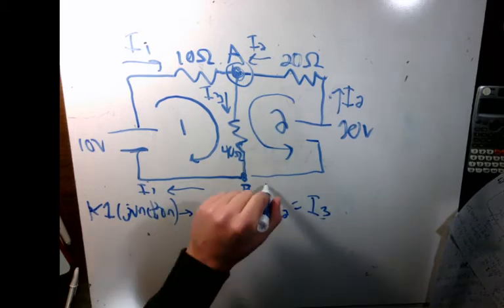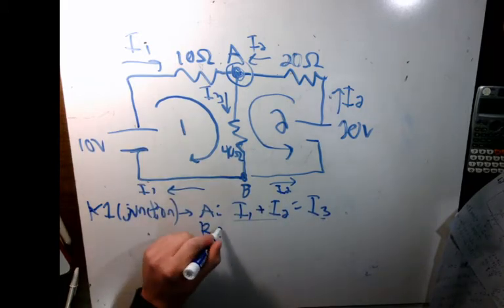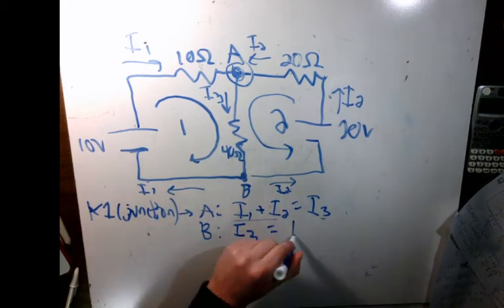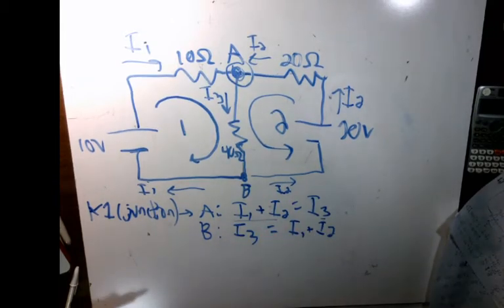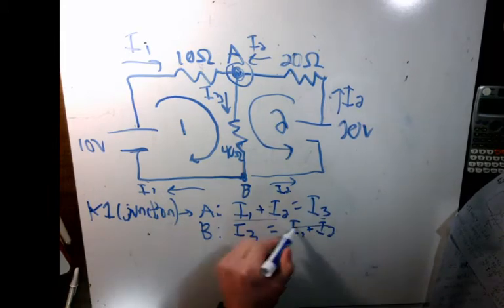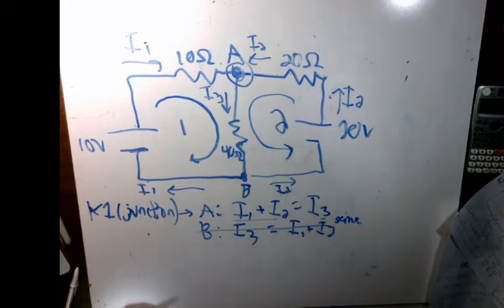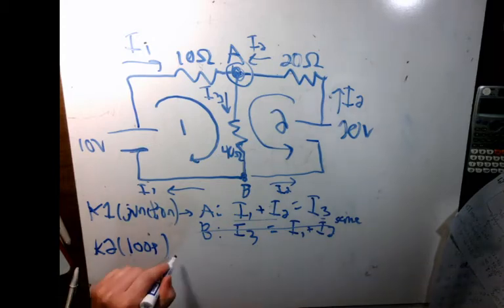Now let's take a look at junction B. We have I3 coming in, and we have I1 and I2 both coming out, which you can see is identical to this. So we can actually ignore this one because it's the same. We need unique equations to solve for variables. If they're identical, might as well just ignore it and go on to your next step, which is Kirchhoff's second law. Our voltage across a loop needs to be 0.